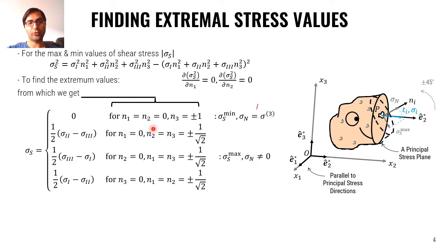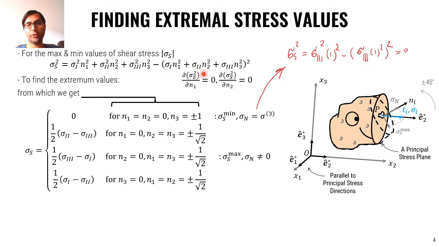In the case that n1 and n2 are 0, n3 becomes 1 from our relation between n3 and n1 and n2. Replacing that in this equation, we get sigma s squared is equal to the third principal stress to the power of 2 multiplied by n3 squared, which is 1 in this case, minus the result for the terms inside the bracket, which is sigma 3 times 1 to the power of 2, the whole thing to the power of 2. You can easily see that these parts are equal, so the result is 0.